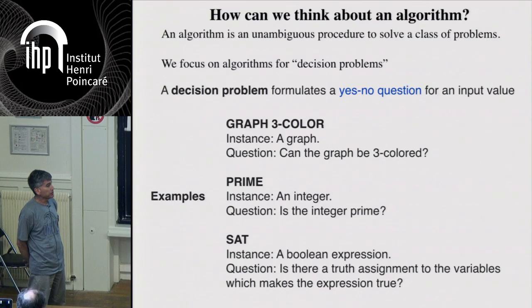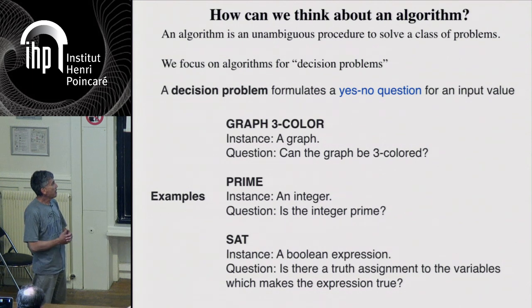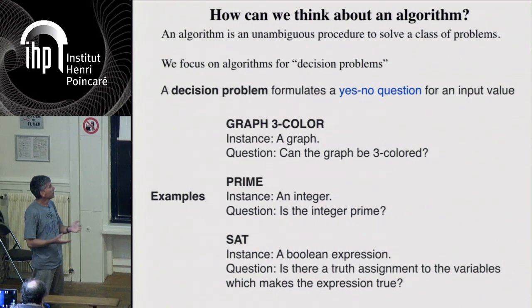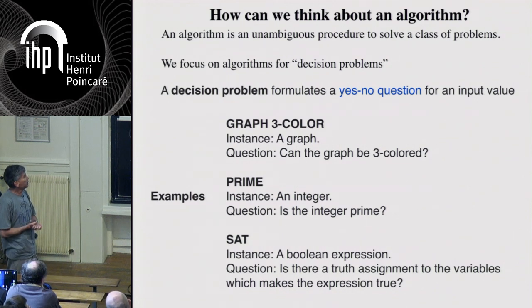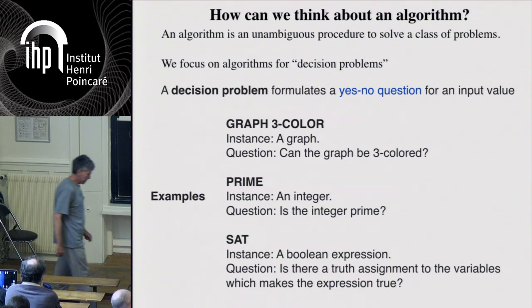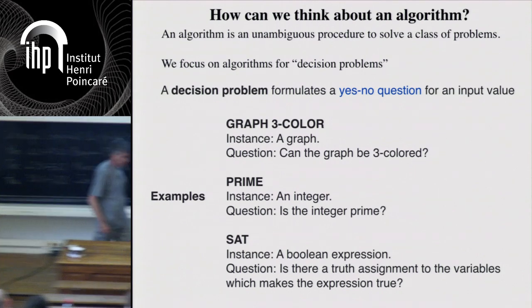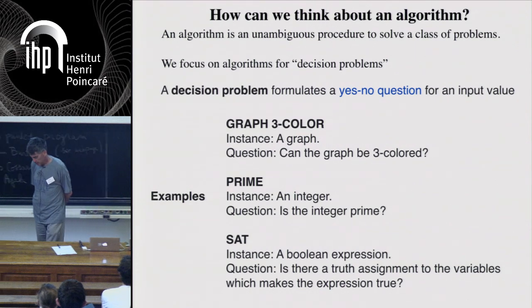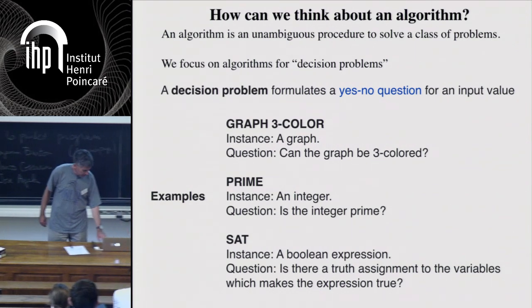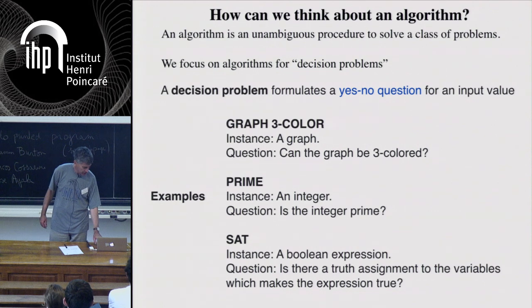And there's various types of things you can ask. You can ask how many elements are in a given set, or various other things, but we're just going to be looking at yes-no questions. So those kinds of questions are called decision problems. And just for those who may not be so familiar with examples, I thought I'd give three well-known examples. The last one is actually going to come up later, so I'll take the time to introduce it.